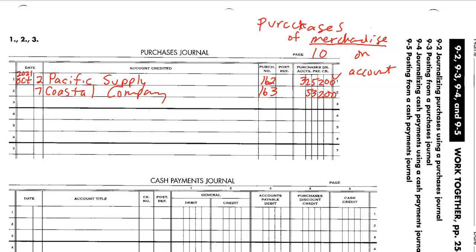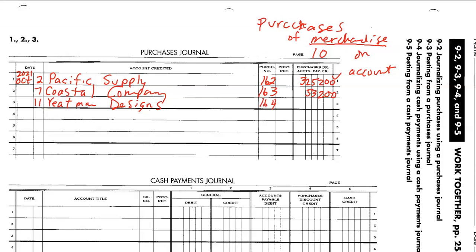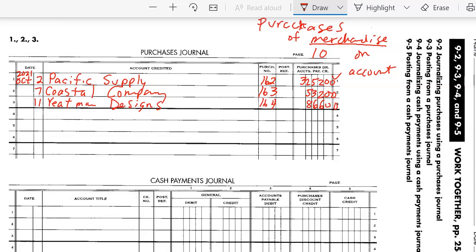And then we had one more transaction on the 11th. And we purchased from Yeatman Designs. And that's number 164. And the amount there is $866. Okay, so as far as all we've been asked to do so far, we're done.